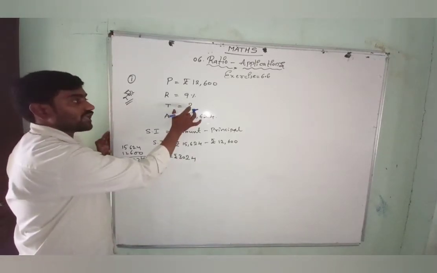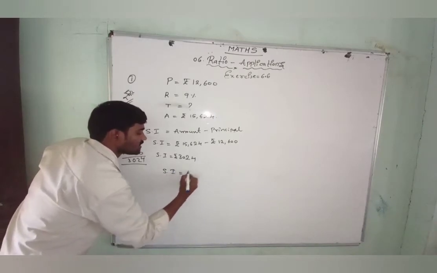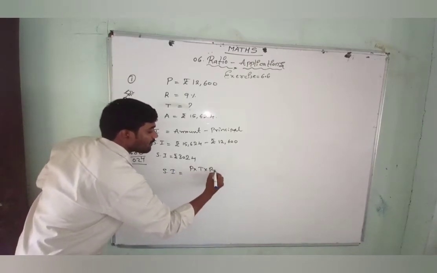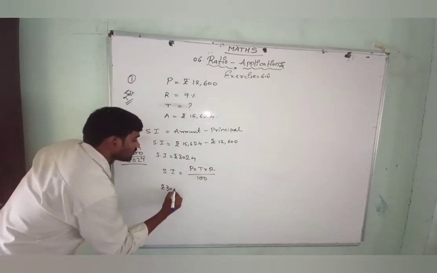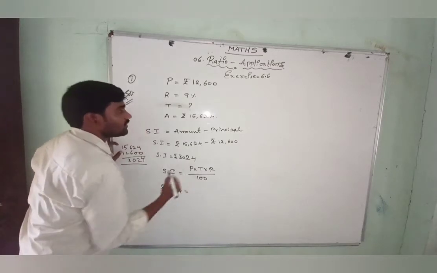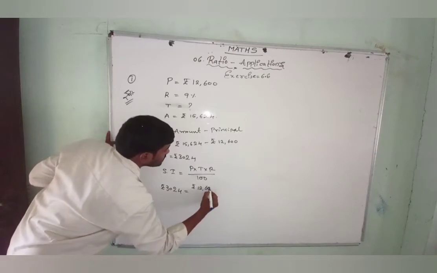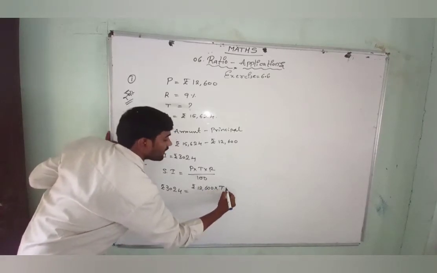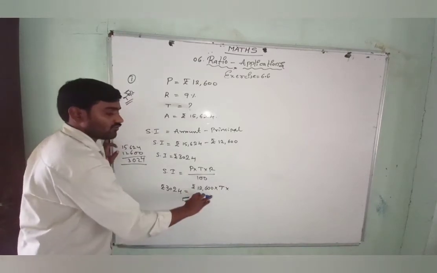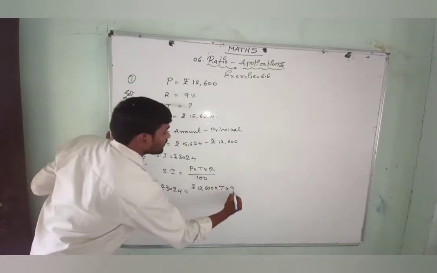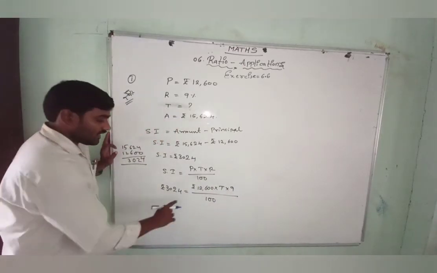Now you have to find the time. The relation: simple interest equals P into T into R by 100. The simple interest is rupees 3,024. That equals the principal, rupees 12,600, into time, which we need to find, into R. Rate of interest is 9 by 100. Either you can use this, or here you have a direct formula.